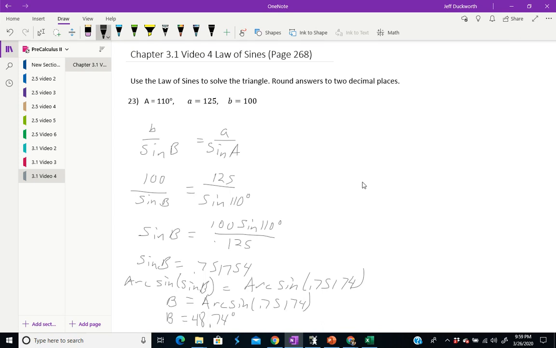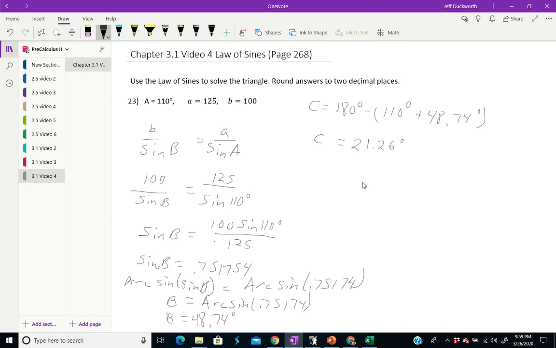So that's how we find B. Now we have two angles, so we can find our capital C. So that's 180 minus the sum of 110 and 48.74. And that means our C equals 21.26 degrees.